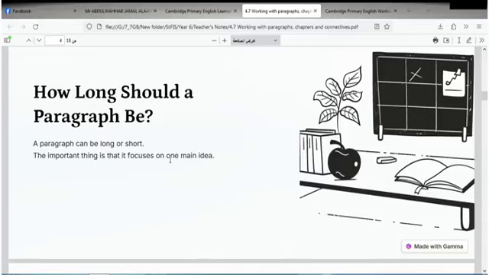While in fiction, sometimes you can write a paragraph of one word, one phrase, one sentence, one line. It doesn't matter. It depends on the idea. So paragraphs can be long or can be short. The important thing is we are focusing on one main idea, whatever the paragraph length.